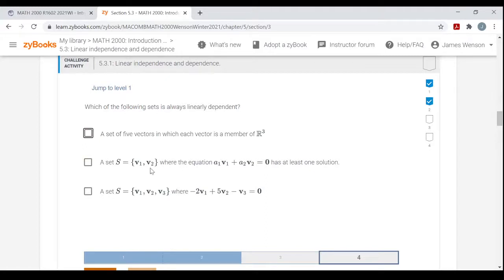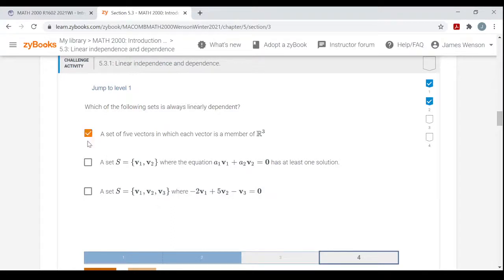A set of 2 vectors where the equation has at least one solution. Well, this isn't always dependent, right? What if the only solution is the trivial solution? And this set where this is true, this is a non-trivial solution to that equation. So these are dependent. So this is dependent.